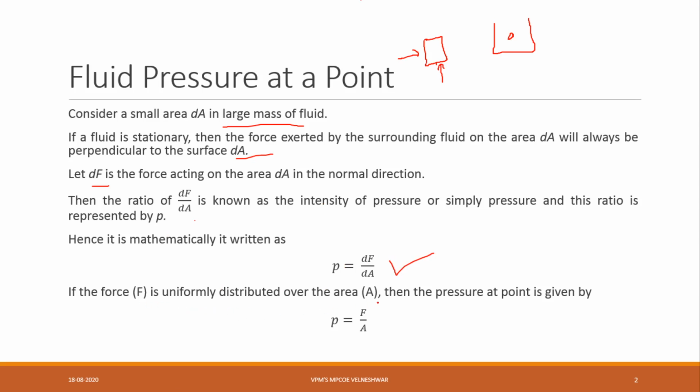And if the force is uniformly distributed over the area, instead of dF, I take F upon A, that is P is equal to F upon area. This you have seen before also, in the stress formula. What is the stress formula? Stress is equal to force upon area. Here, as per fluid mechanics, instead of stress we take pressure P. So sigma, stress, is equal to force upon area, and here instead of stress I am taking the pressure P.